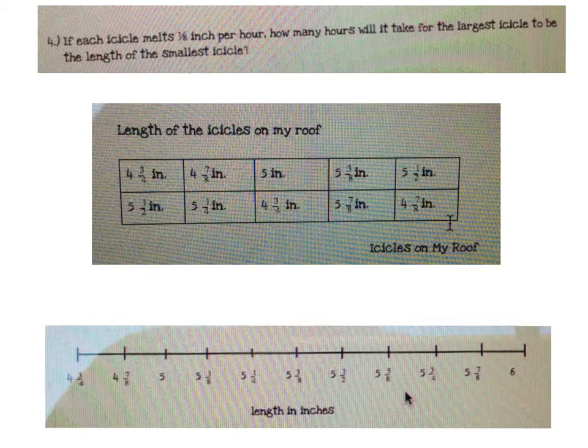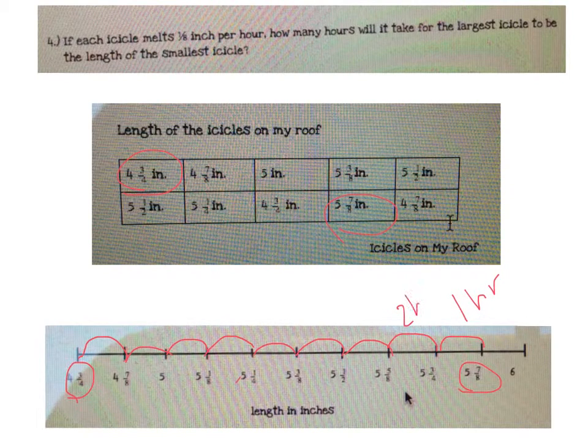Knowing that my scale on my number line is 1/8 of an inch, I need to take my shortest and my longest icicles, making sure that I know where they are on the number line. Then I take my largest and count by eighths. 1/8, 2/8, 3/8, 4/8, 5/8, 6/8, 7/8, 8/8, 1 whole, and 1/8. So this would be 1 hour, 2 hours, 3 hours, 4 hours, 5 hours, 6, 7, 8, 9. It would take 9 hours for my longest icicle to get to the same length as my shortest icicle.